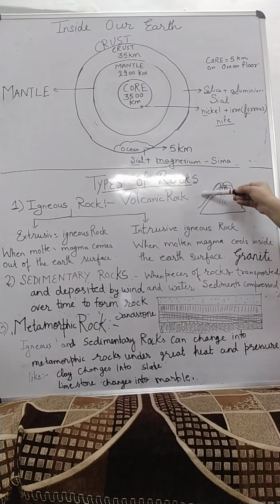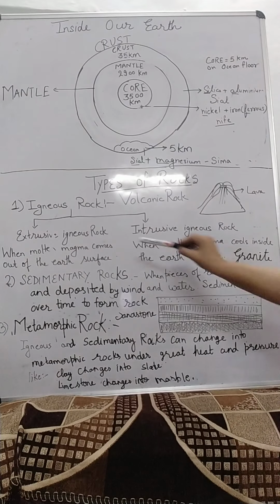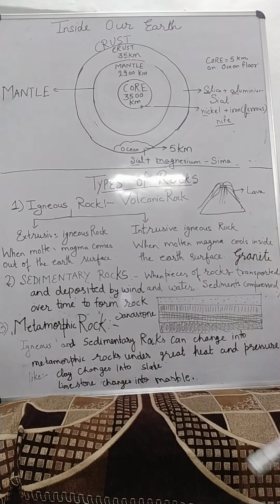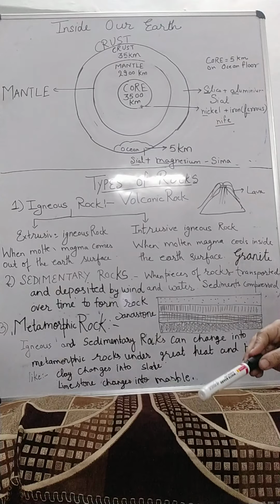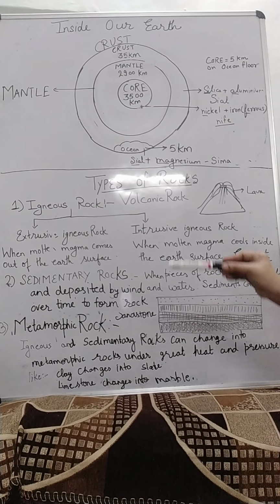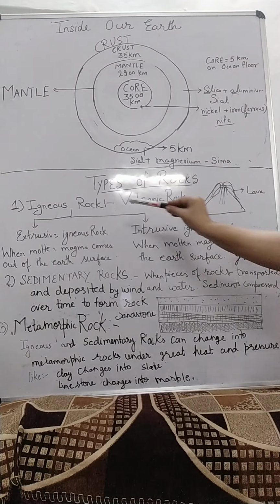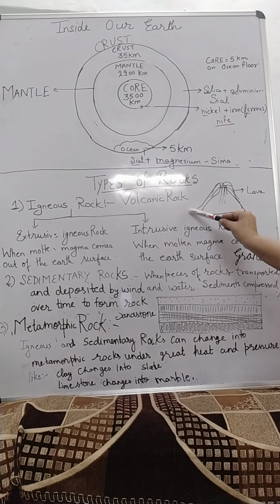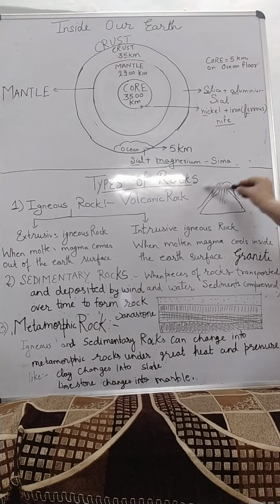Now look at three types of rocks. First is igneous rock. Igneous rock, as the name suggests, is formed by volcanoes. Igneous means fire. When the volcano bursts from inside the earth and magma comes out of the earth and cools down, this type of formation forms igneous rock.